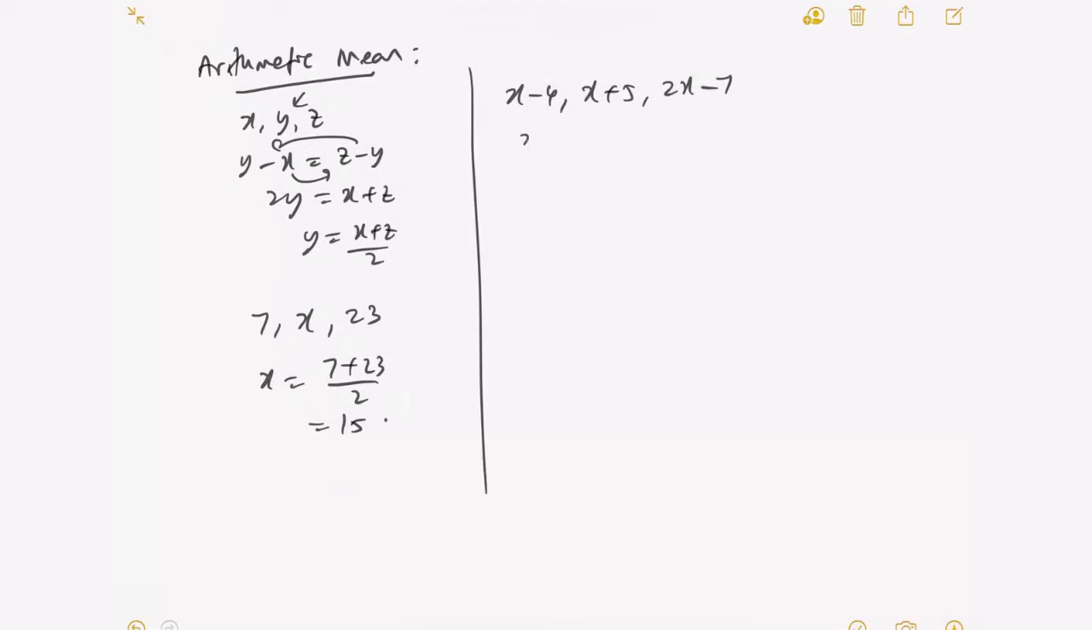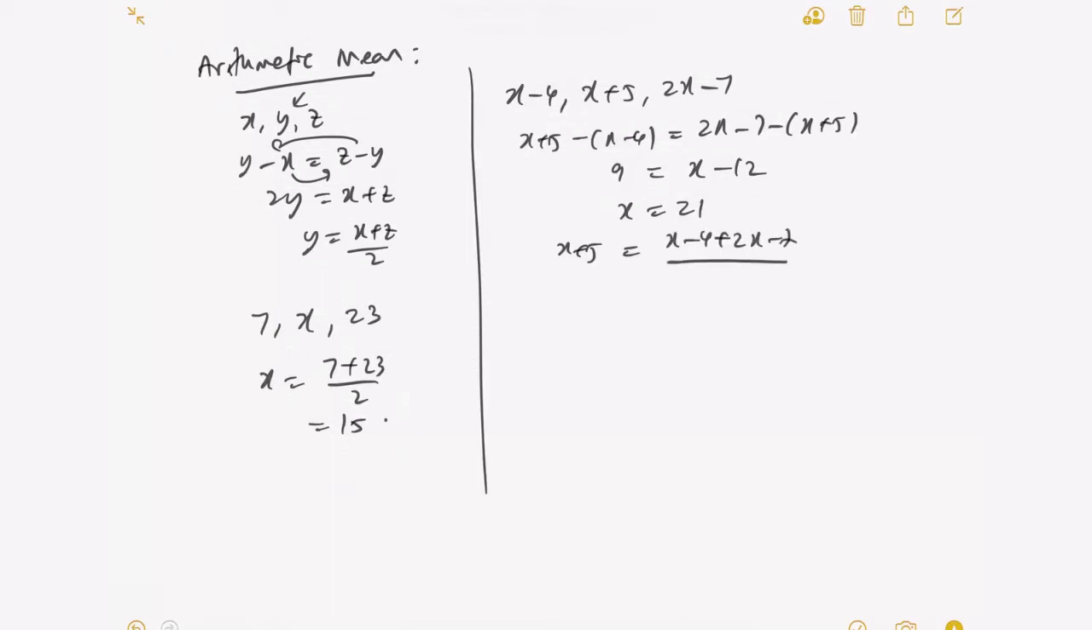Now you can actually choose to take t2 minus t1. The result is t3 minus t2. You can do that. So in this case, this will be 9, right? Minus minus x cancel out. This will be x minus 12. So x should be 21.